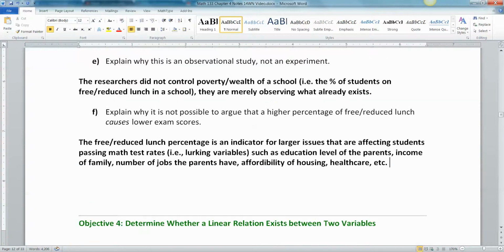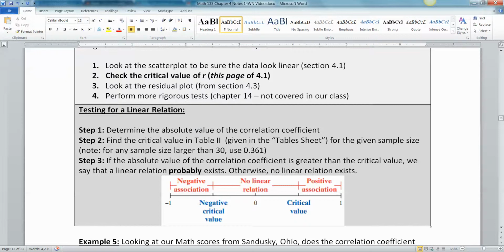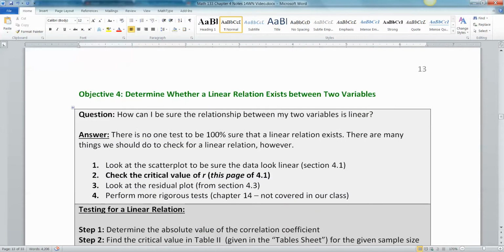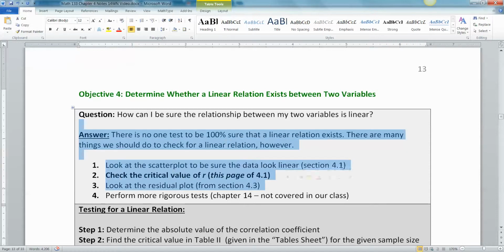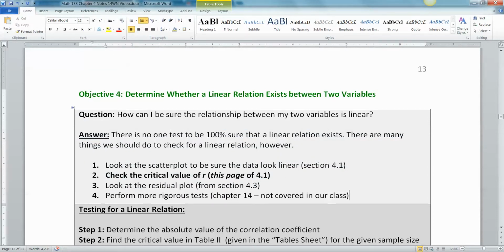All right, so then, let's see here. So determine whether or not a relationship is linear. There's lots of different ways to do this, and no one way is the right way. It's more that it's a combination of these factors that determine whether or not a linear relation exists. So one is you look at the scatter plot and see, does it look linear? Two, you check out the critical value of R, which we're going to do on this page.